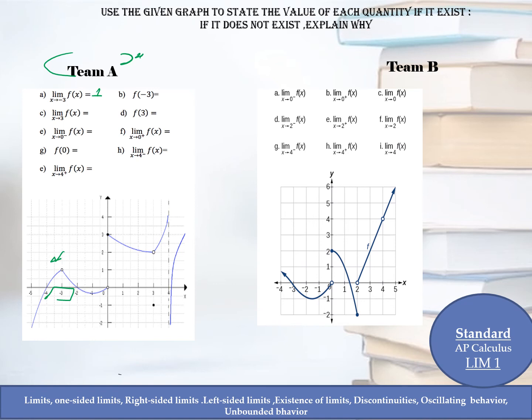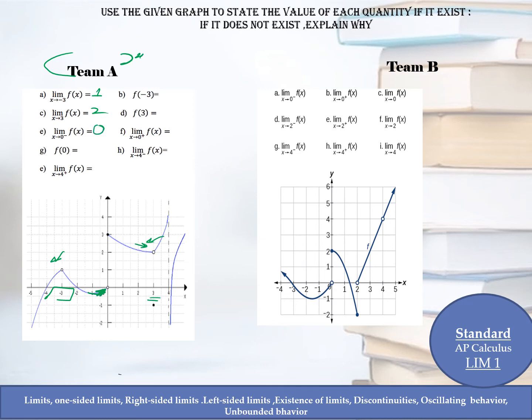Limit as x approaches 3. So here is our 3 and the line is here. So this is equal to 2. Limit as x approaches 0 from the left side. So this is the line coming towards 0 from the left side. So the answer is 0.